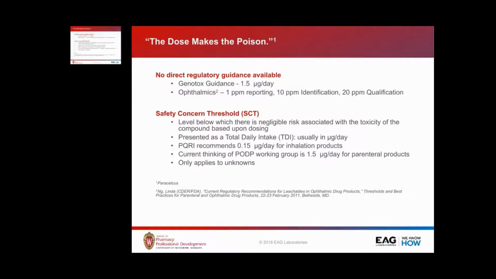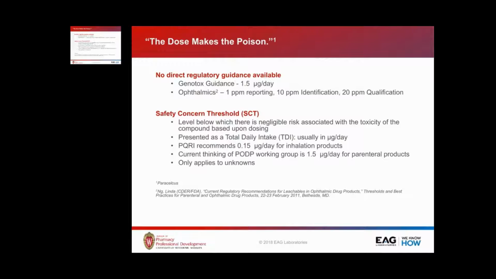The one area from a regulatory standpoint where we do end up with some guidance is the ophthalmics division. They have stated in a couple of different presentations that they give, and the reference you'll see down there, what they consider to be required for ophthalmics leachables. This is a 1 ppm reporting threshold, a 10 ppm identification threshold, and 20 ppm qualification. That's still the basic level that they expect when filing for ophthalmics. For all the other ones, there's nothing else out there.